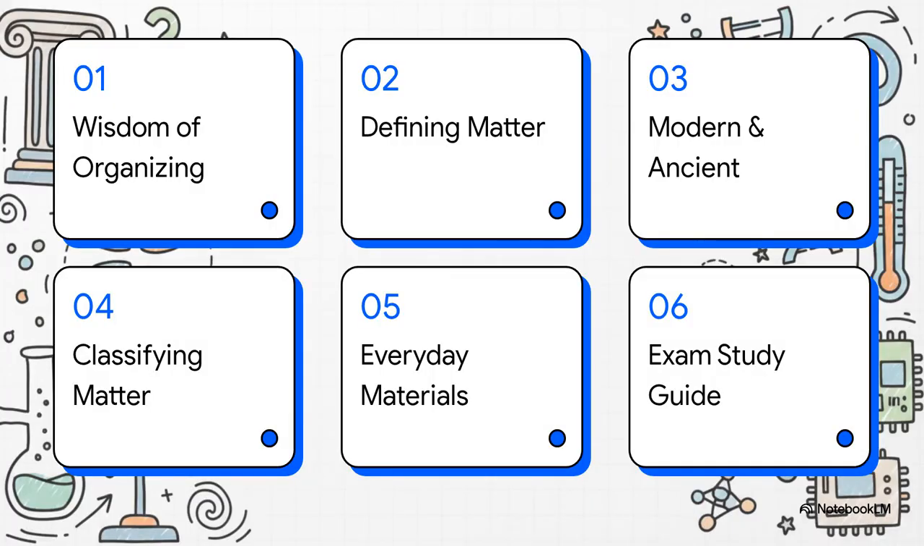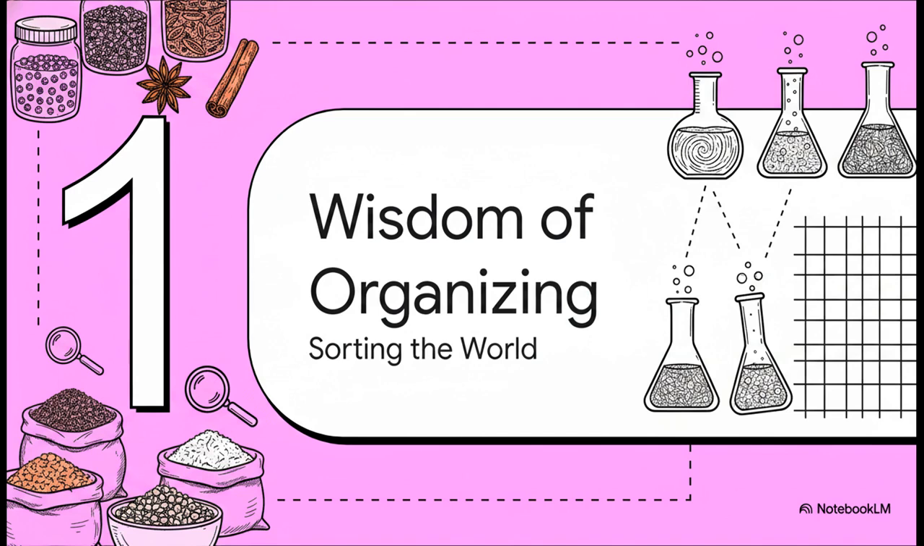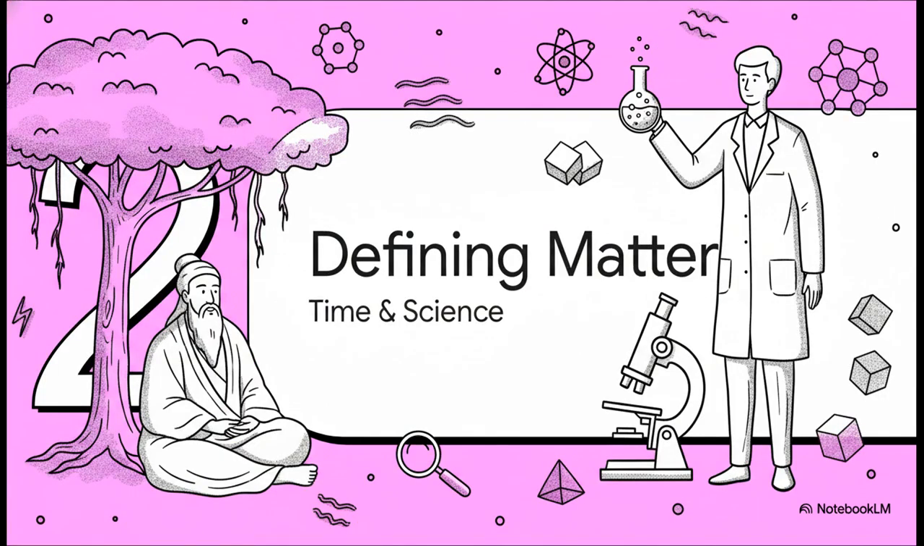All right, here's our path to enlightenment for today. We'll explore the wisdom of organizing and defining matter, bridge modern properties with ancient qualities, and classify tricky elements like air and water. Finally, we'll observe everyday materials and build a powerful study guide for your classroom. Let's begin. Section 1. The wisdom of organizing matter, sorting the world around us. Just like a grocer sorts spices from grains, we group materials by their properties to spot the beautiful hidden patterns in nature.